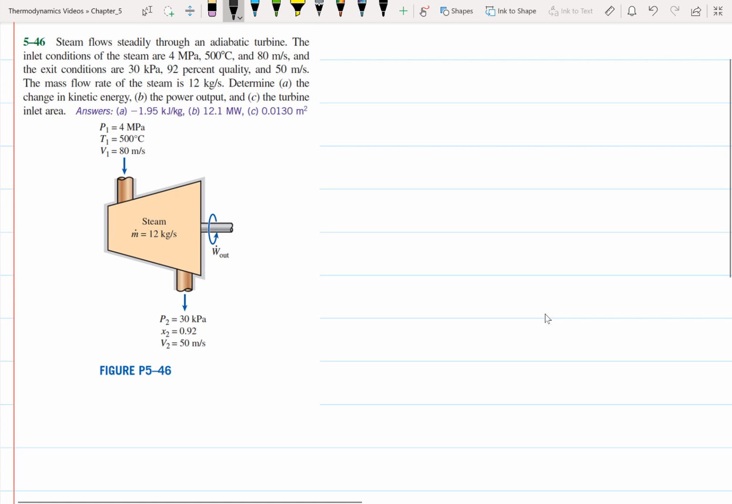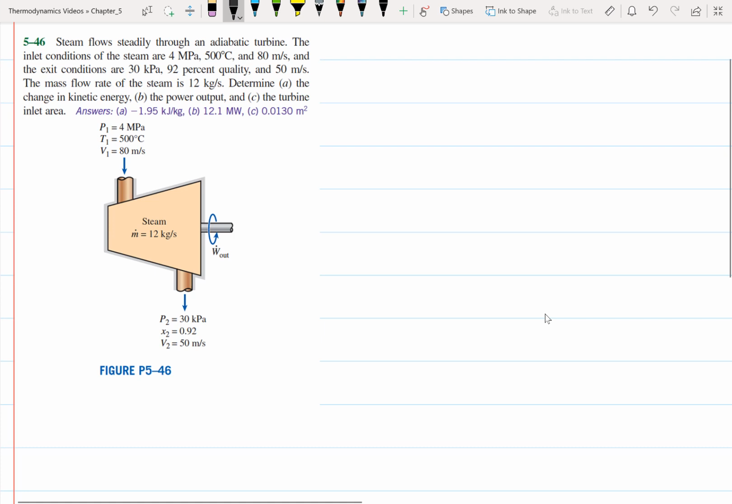In this video, I'm planning on going over this problem. This is out of Thermodynamics: An Engineering Approach, Cengel and Boles, the 8th edition. And this problem is most likely in other editions as well, although it'll have a different number.